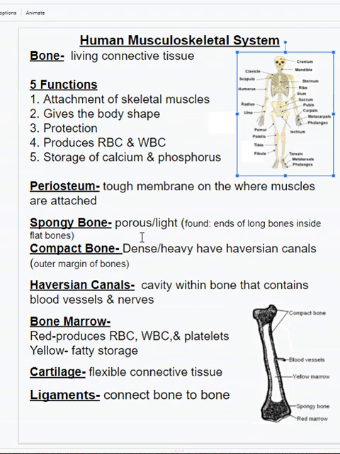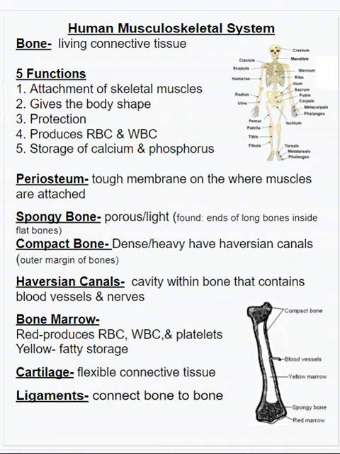Each bone has a membrane around it, and that's called the periosteum. The periosteum is also where muscles will bind to the bone so that they can connect to it. It has a series of blood vessels that also connect through it as well. Bone is divided into two varieties. You've got spongy bone and you have compact bone.